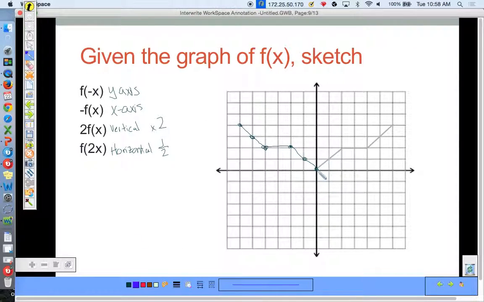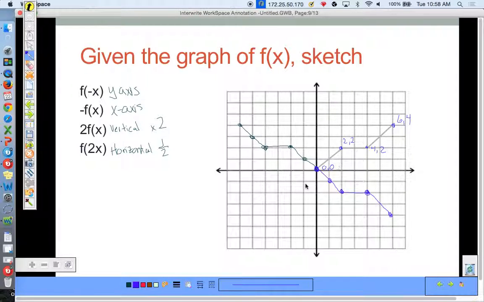The x-axis, so this one would stay, go down 2, down 2, and then this one would go down 4. And here's where they get a little trickier. Vertical by 2. I might even name these coordinates here. 0, 0. This one is 2, 2, 4, 2, and this one would be 1, 2, 3, 4, 5, 6, 4.